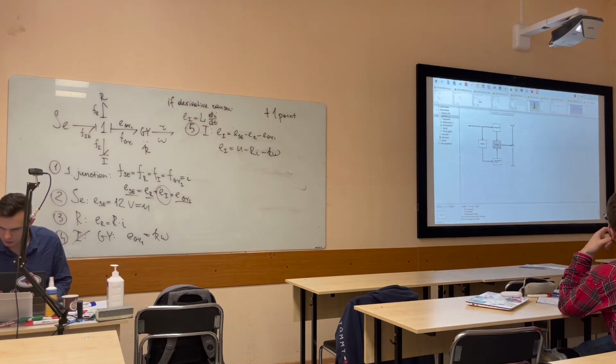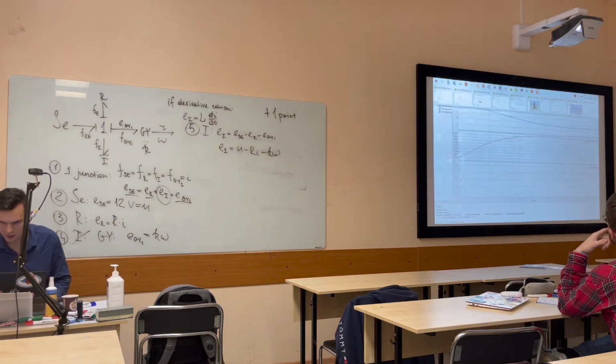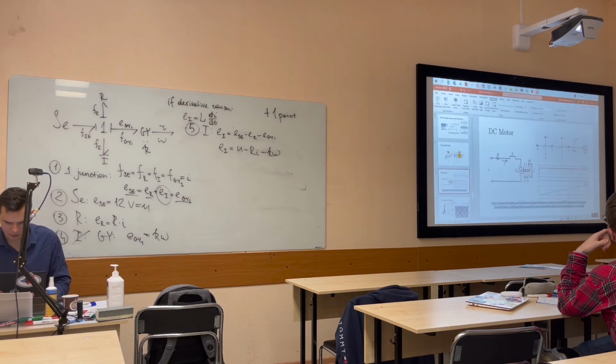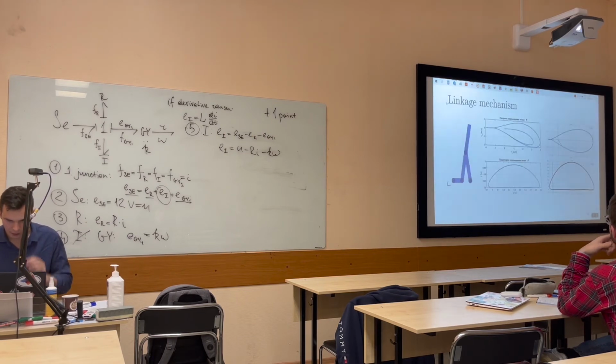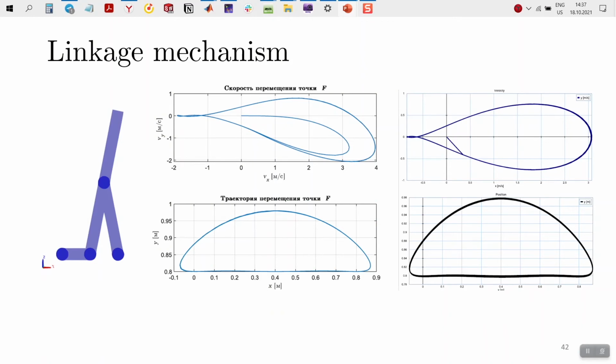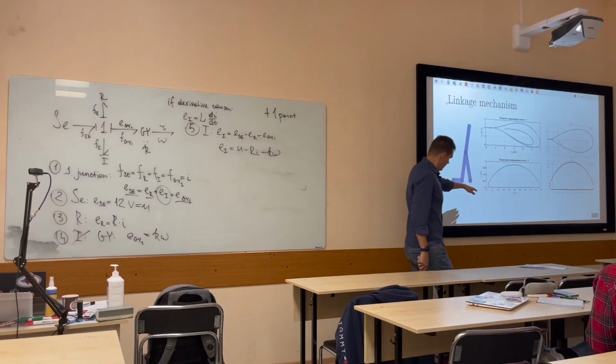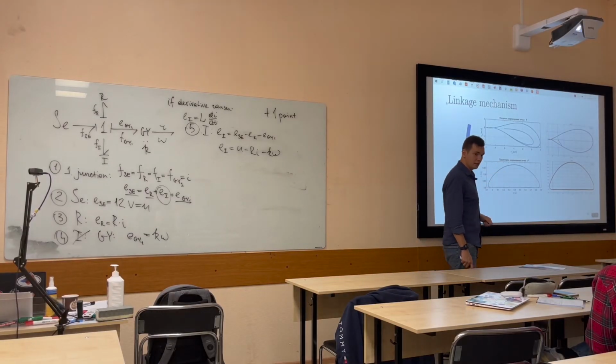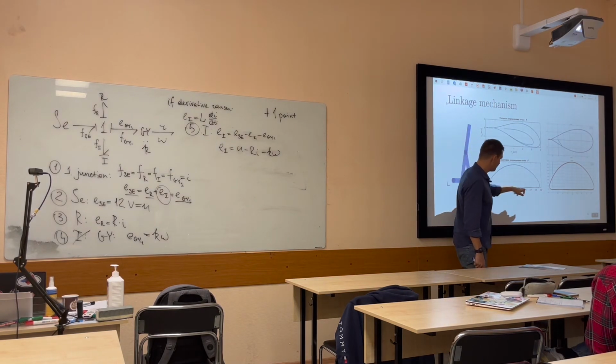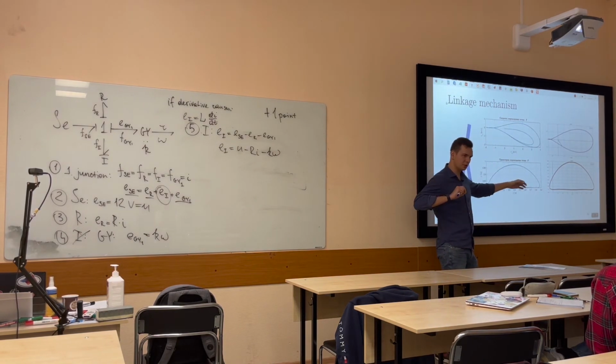What should I show you? Yeah, I think we can consider another example with a linkage. For example, here you can see two plots with the position and velocity for this linkage, which is called the Chebyshev lambda mechanism, because it looks like a lambda, and it's famous because it can do this fancy trajectory. Part of the trajectory looks like a straight line.